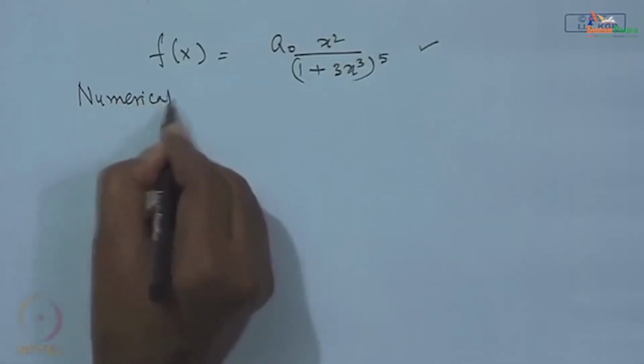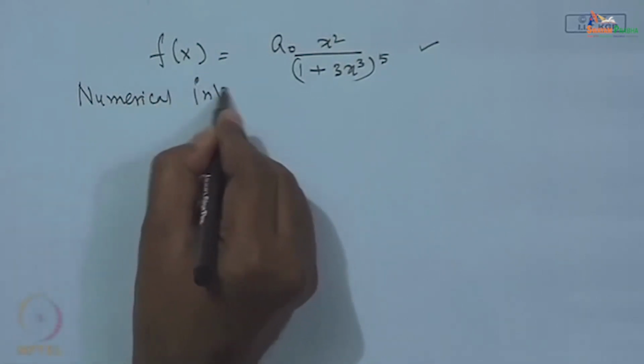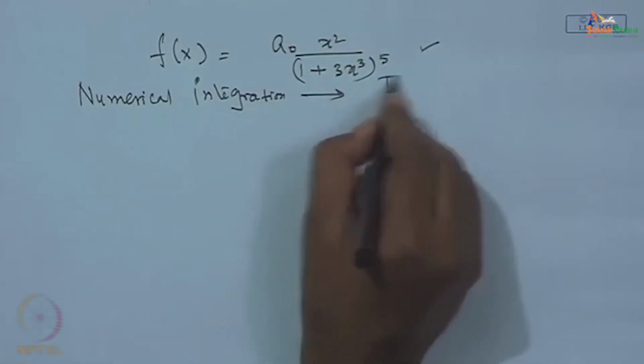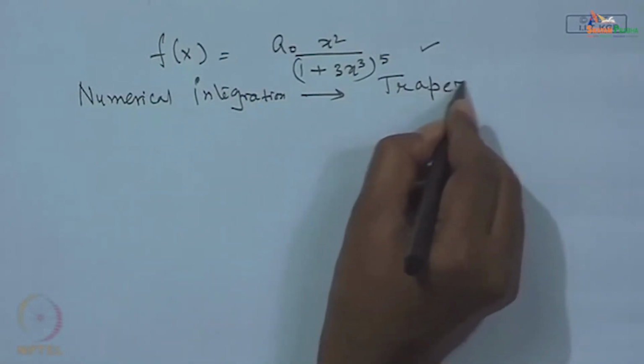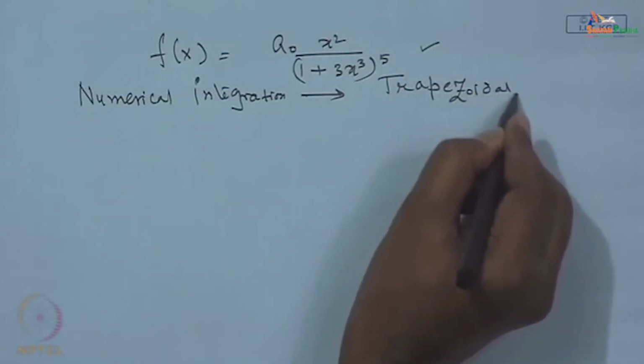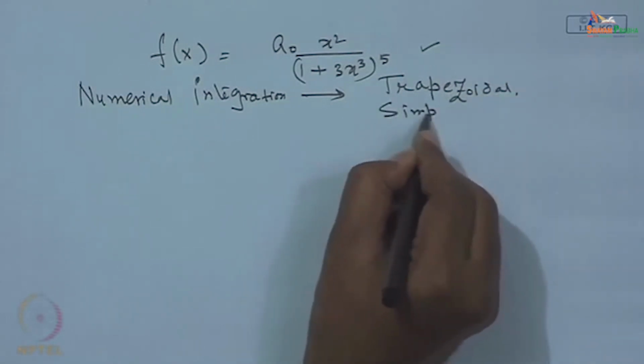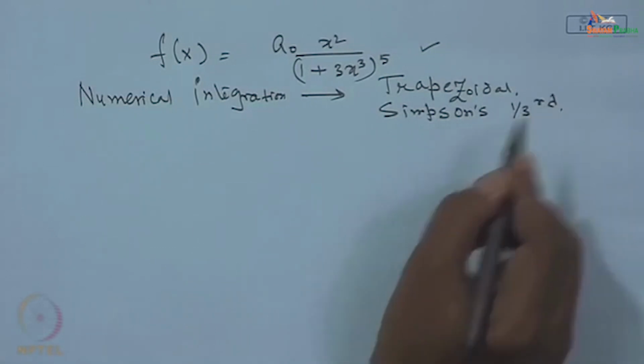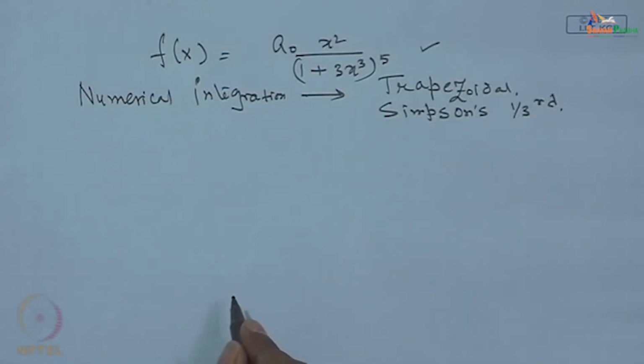So, a numerical integration is required, maybe using trapezoidal rule or Simpson's 1/3. So, whatever the method, one can take recourse to solve this problem completely. So, that completes the solution of the basic parabolic problem with a Dirichlet boundary condition.